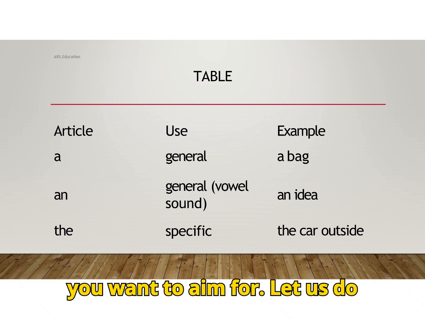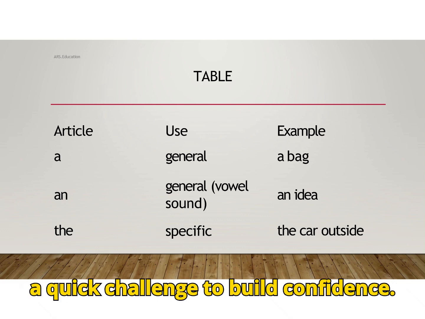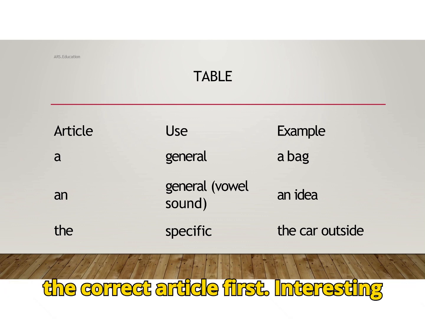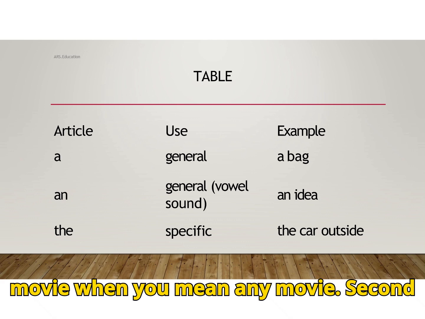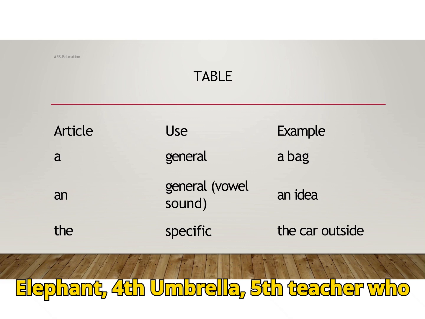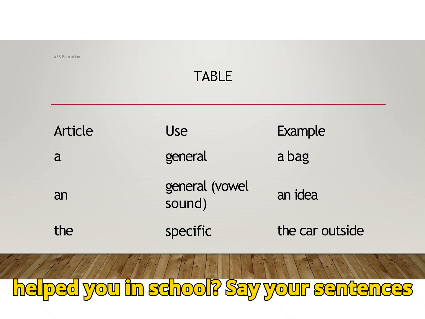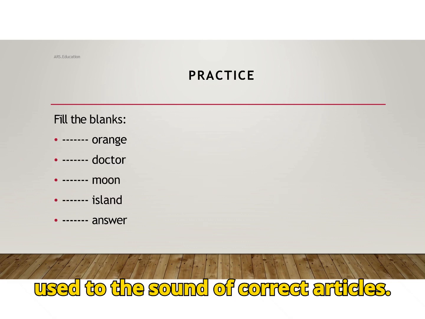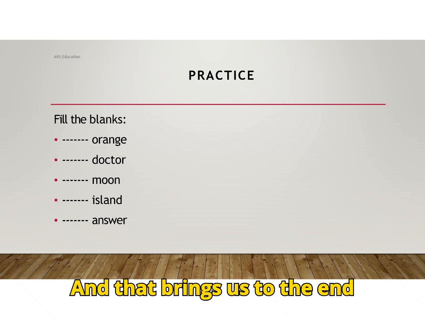Let us do a quick challenge to build confidence. Make full sentences for each prompt using the correct article. First, interesting movie when you mean any movie. Second, best restaurant in your city. Third, elephant. Fourth, umbrella. Fifth, teacher who helped you in school. Say your sentences out loud. This helps your mouth get used to the sound of correct articles.